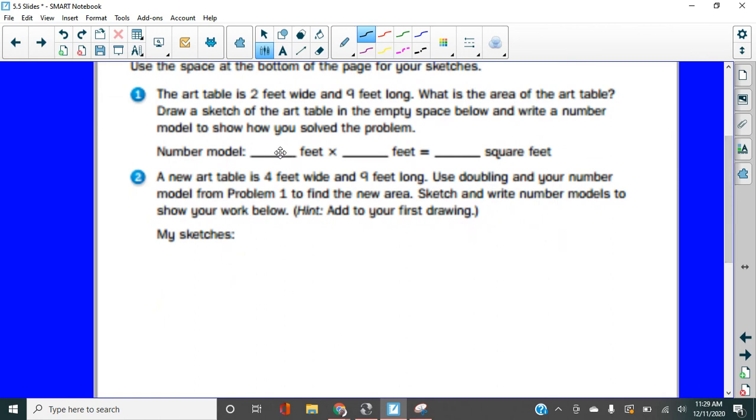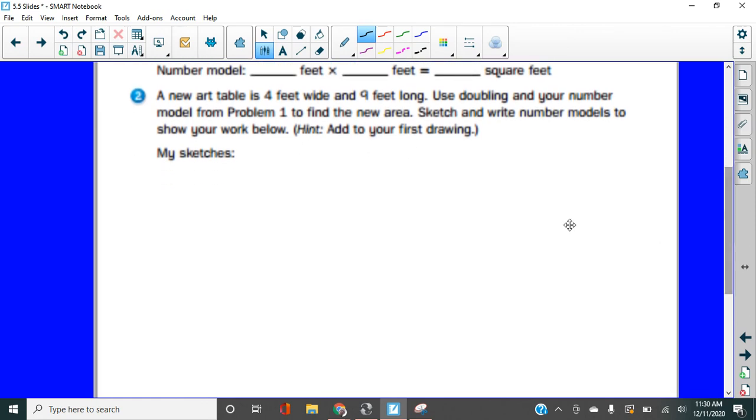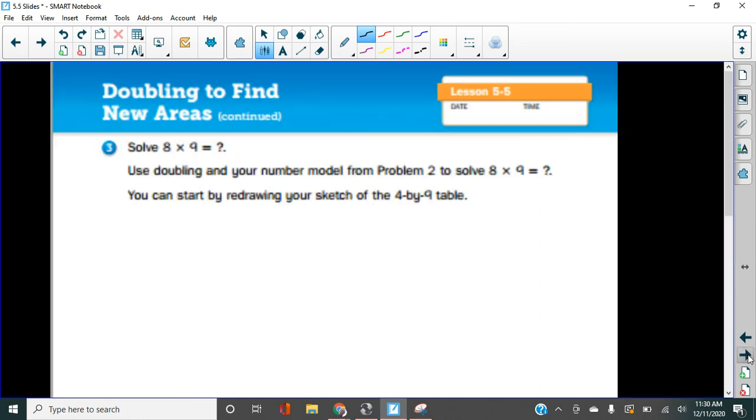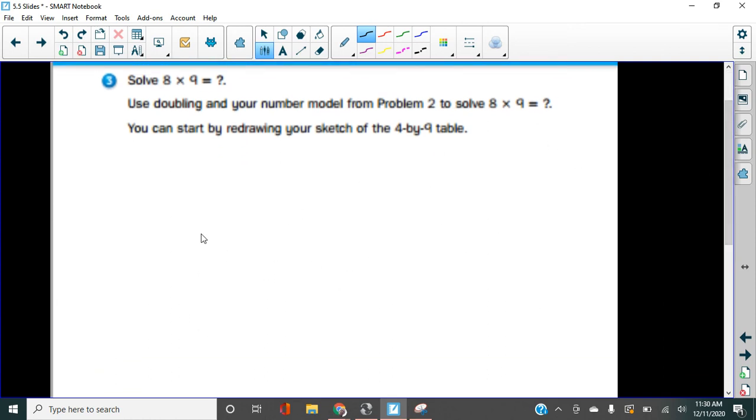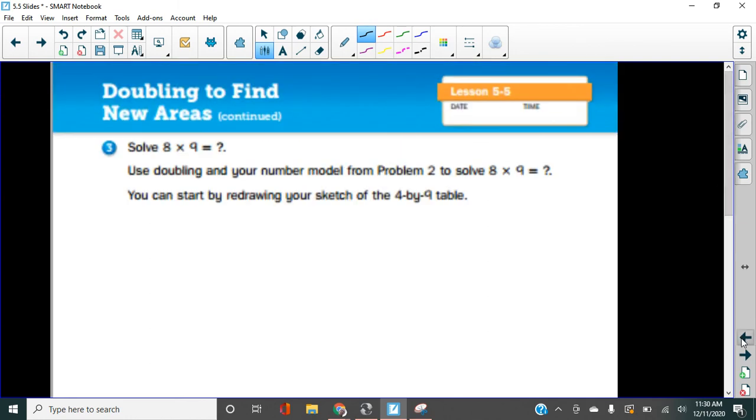Okay, you're going to be writing your number model. Then that table is going to double. And instead of doing a new drawing, you are going to add to your first drawing. See the hint? You're going to add to it to find the new area. And then the last one over here, it doubles again. Okay. And so you are going to be able to then draw the big rectangle here, just like we did on the video, right? The video today really, really connects with what you're doing on your own.